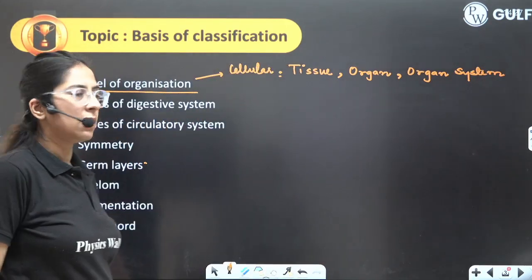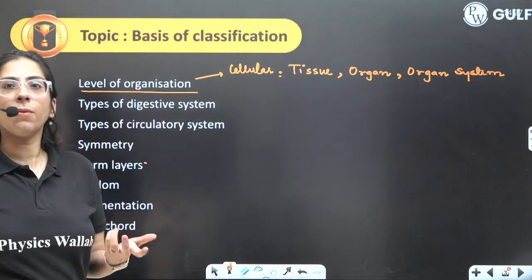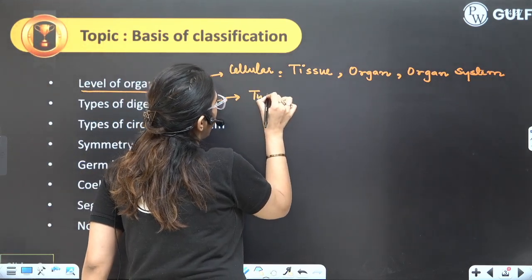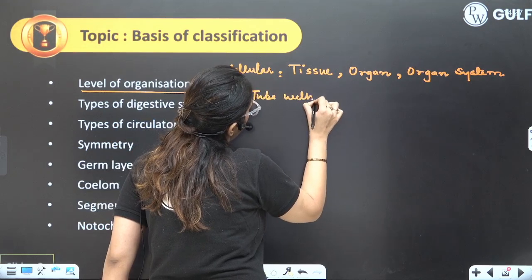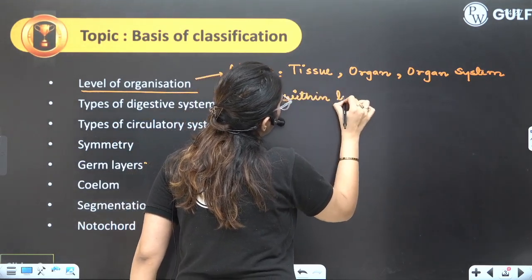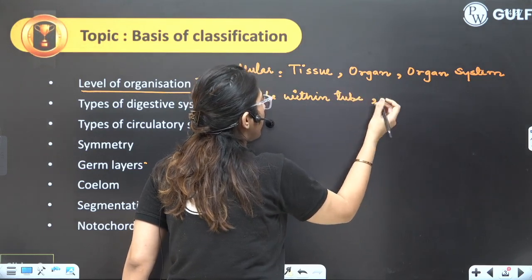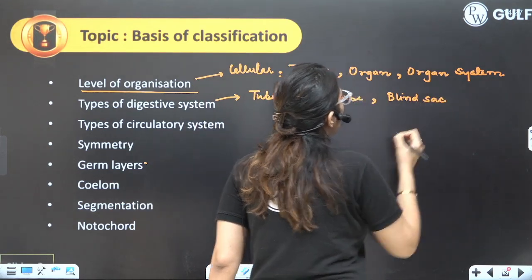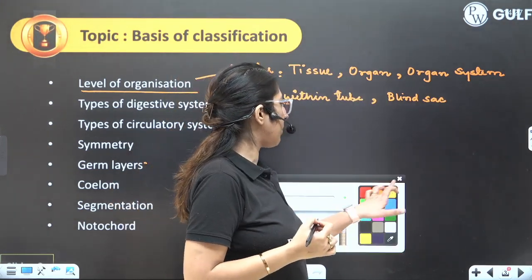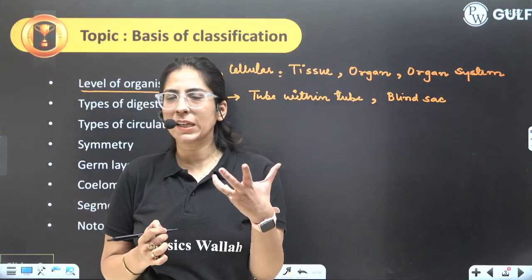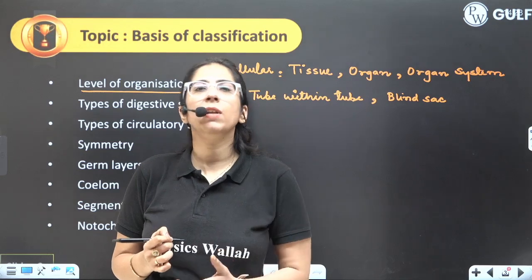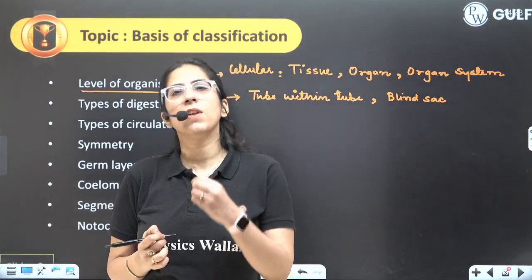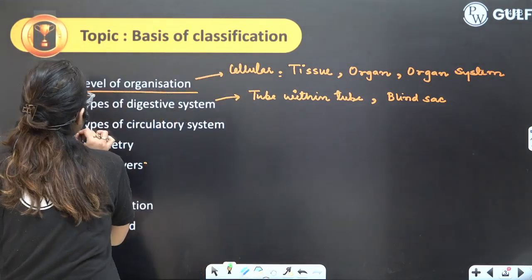Clear? The point clear? Let's talk about the types of digestive system. Some organisms have the tube within tube body plan, and some have the blind sac body plan. Tube within tube body plan means that in the body two separate openings are there. One opening will act as a mouth, another opening helps in egestion, it will act as an anus. Blind sac body plan means only a single opening is present from where the ingestion as well as egestion will occur.